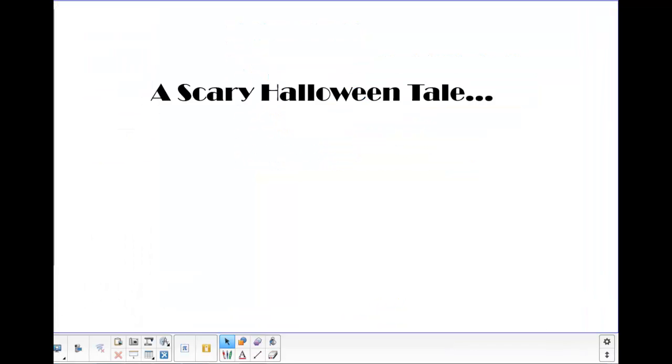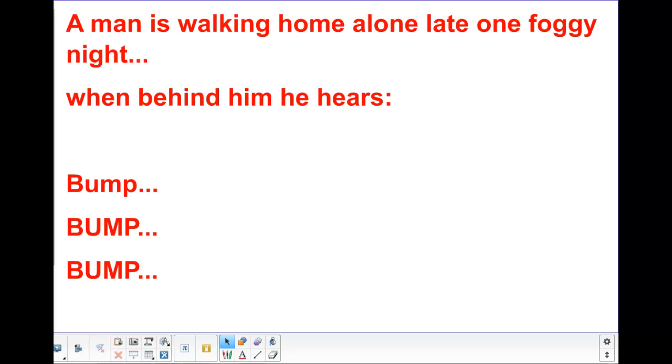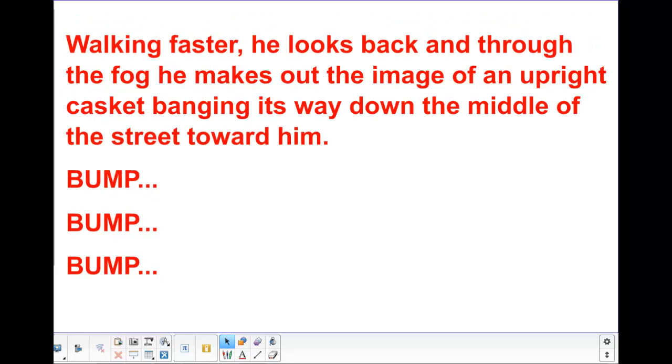A scary Halloween tale. A man is walking home alone late one foggy night when behind him he hears bump, bump, bump. Walking faster, he looks back, and through the fog he makes out the image of an upright casket banging its way down the middle of the street toward him.